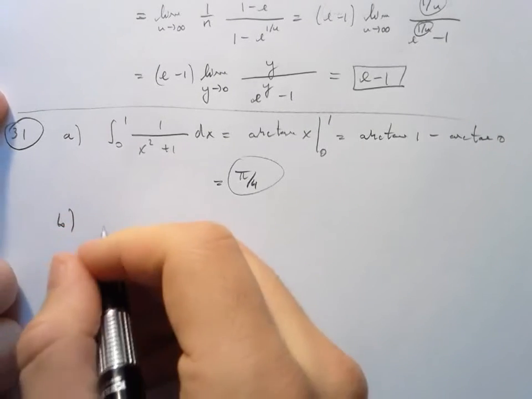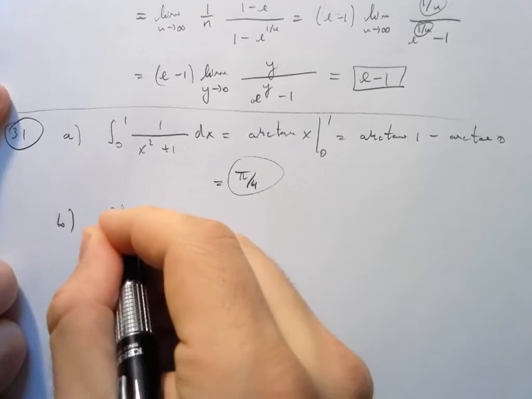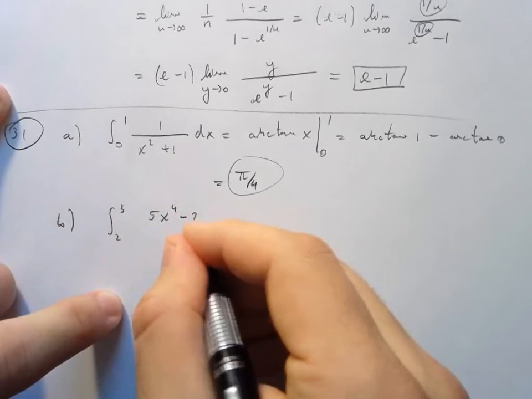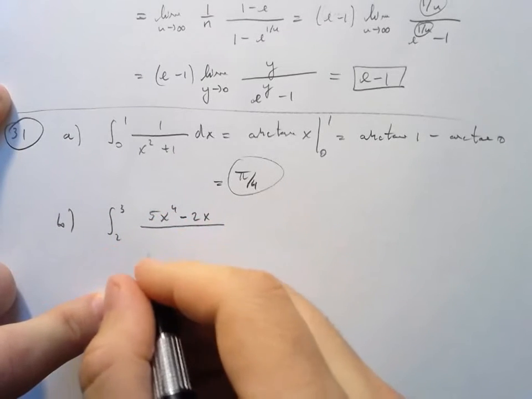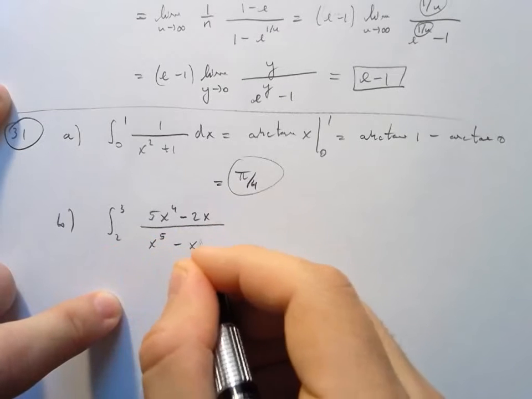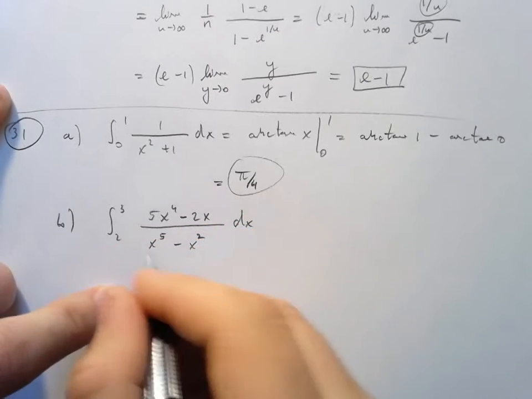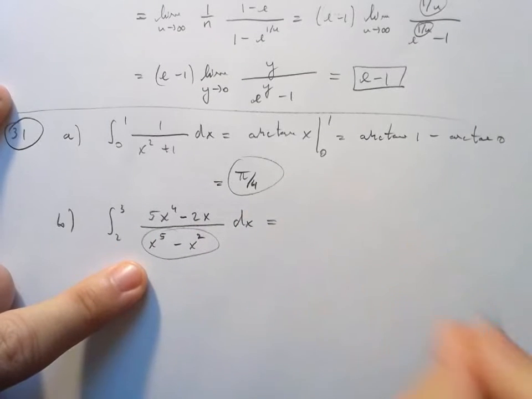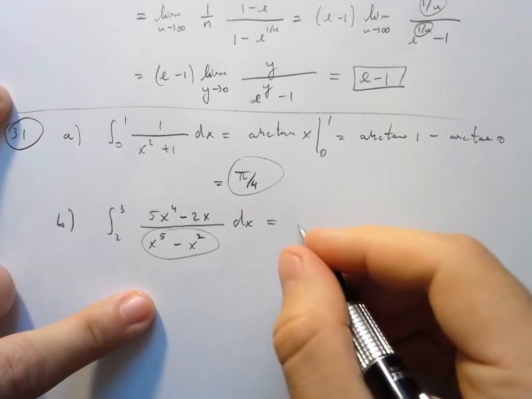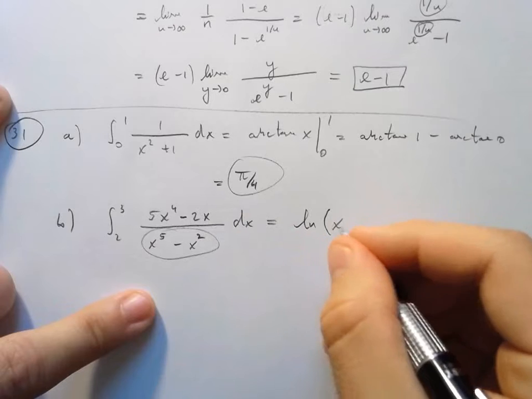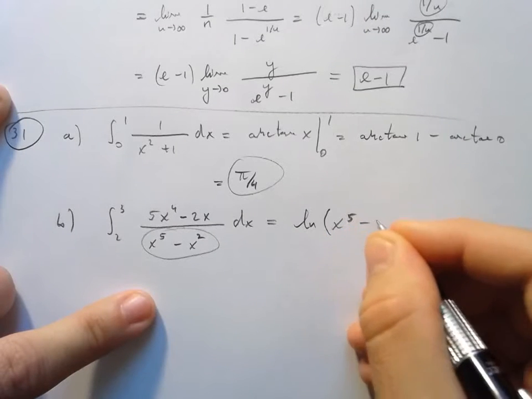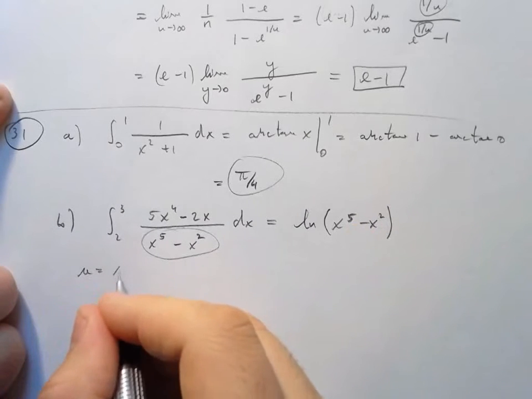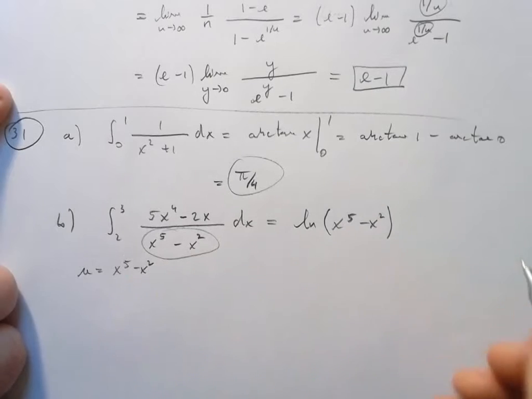Let's do part B. This time we have the integral from 2 to 3 of the function 5x to the 4th minus 2x all over x to the 5th minus x squared dx. And notice the bottom has derivative the numerator, so the antiderivative of this should be natural log of x to the 5th minus x squared. And of course you could do this the long way using the substitution u equals x to the 5th minus x squared. You get the same thing.